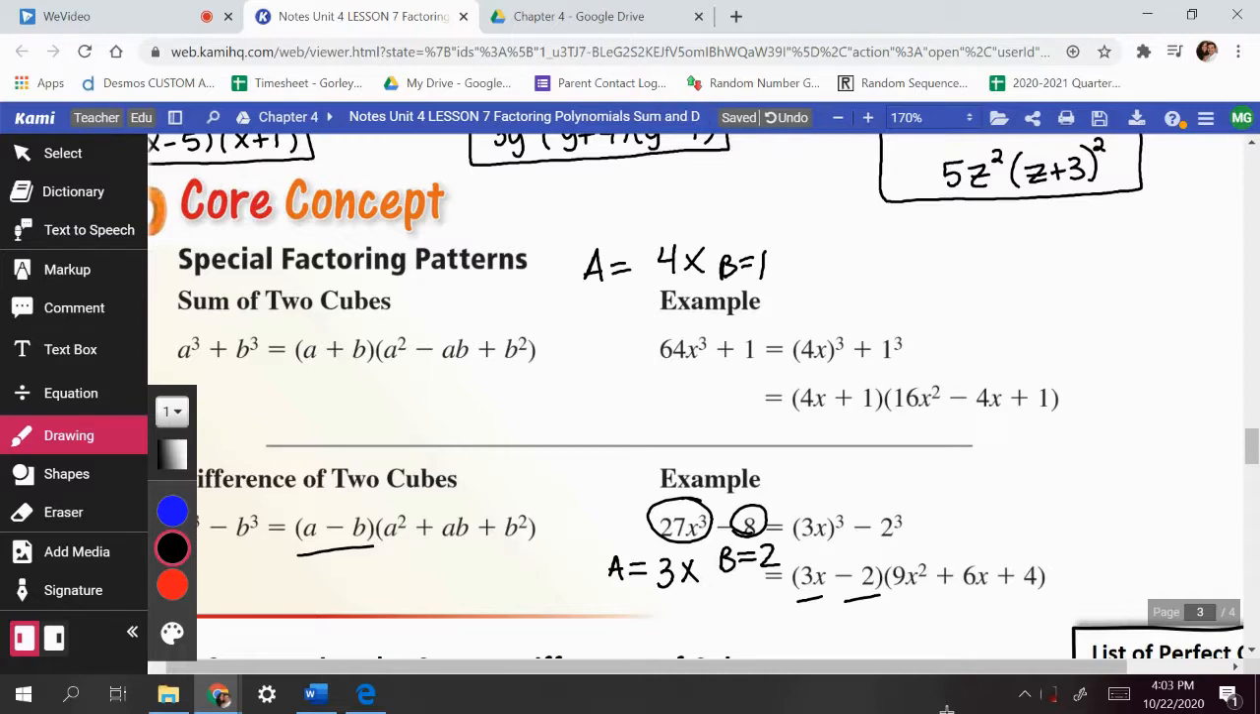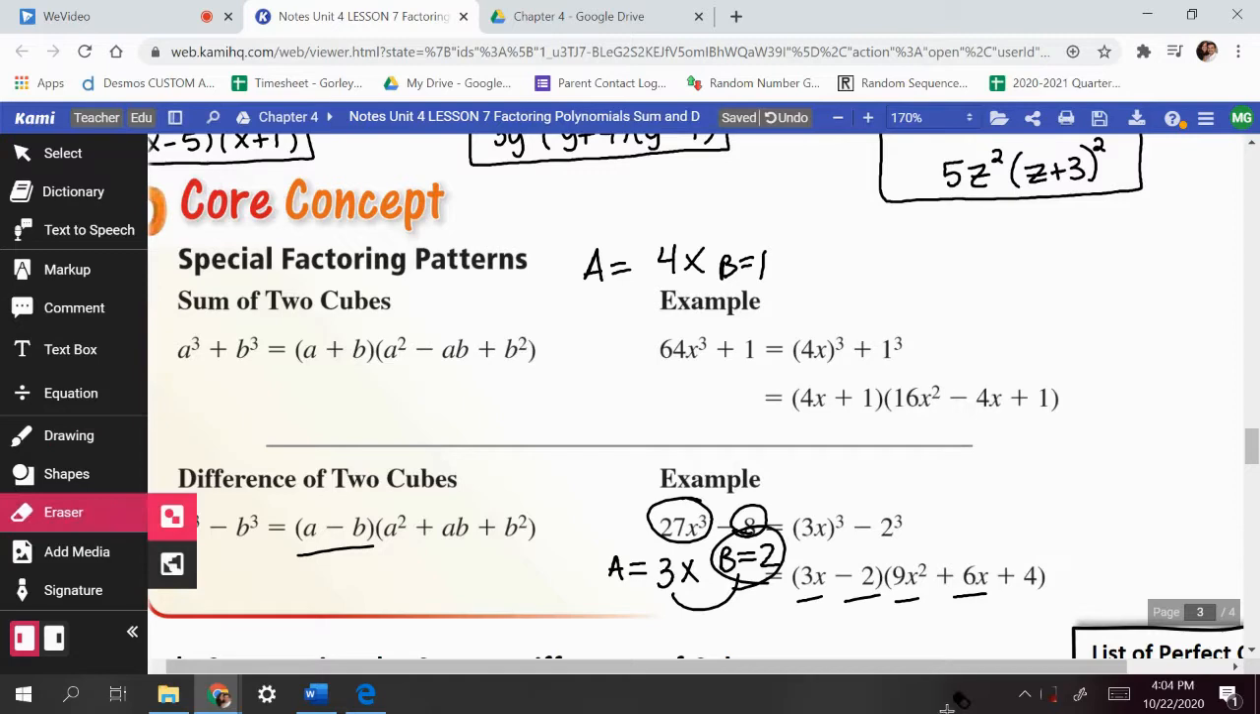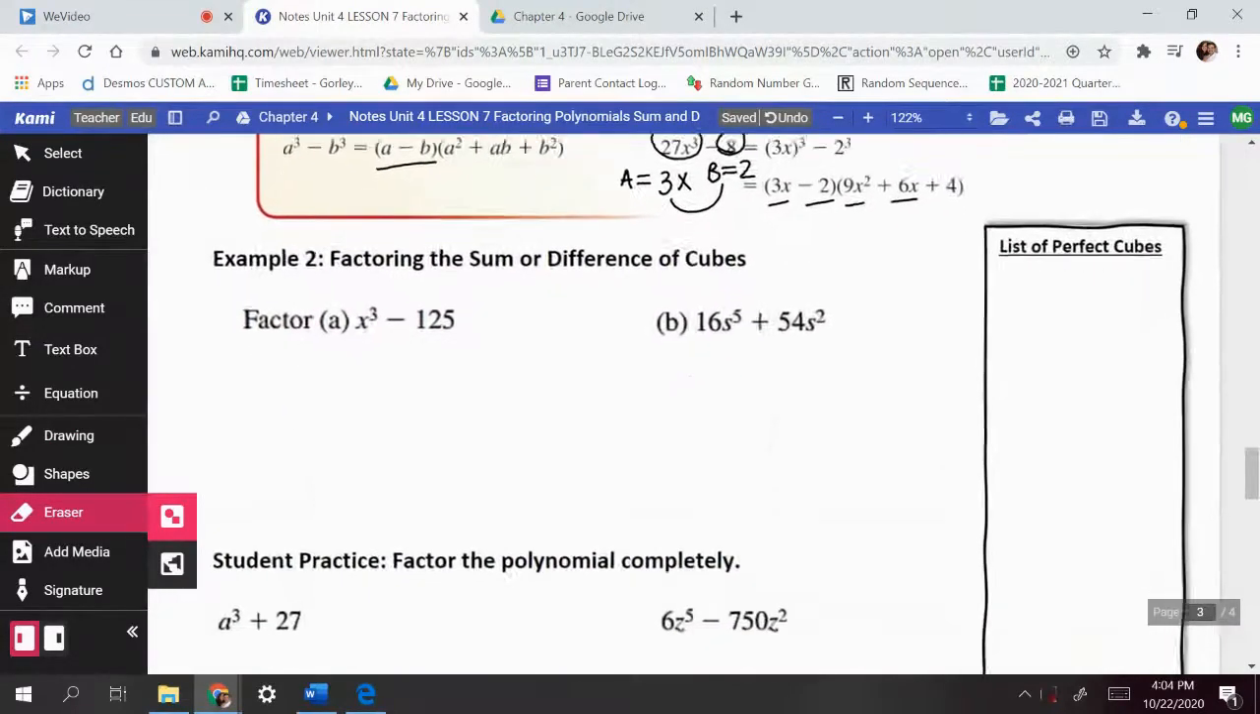If I square 3x, I'd get 9x squared. If I multiply them, I get 6x. And then if I square b, I get 4. Okay, so that's how you plug it in. Let's try some of these on our own.